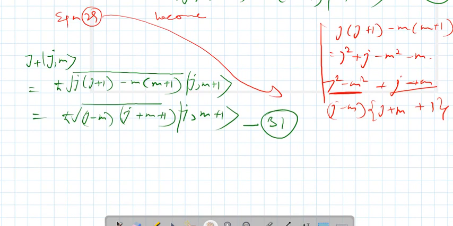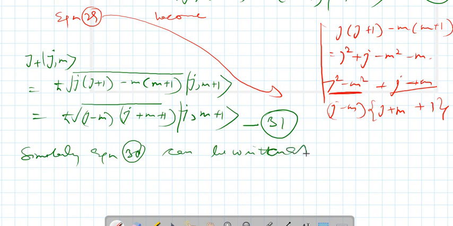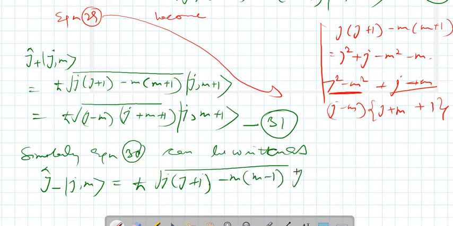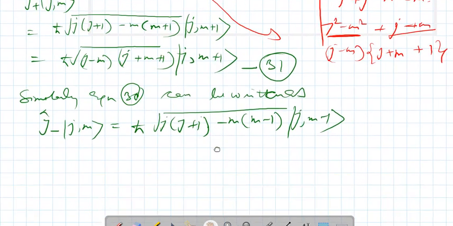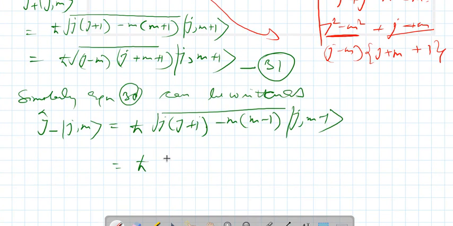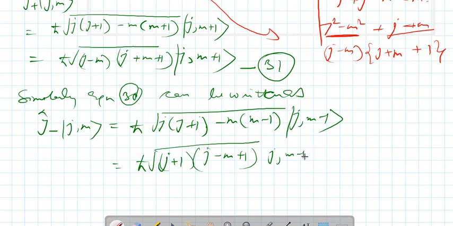And similarly, equation 30 can be written as J minus |j m> is equal to h cross j into j plus 1 minus m into m minus 1 under the root |j, m minus 1>, which is further equal to h cross j plus m into j minus m plus 1 under the root |j, m minus 1>. And let me call it equation number 32.